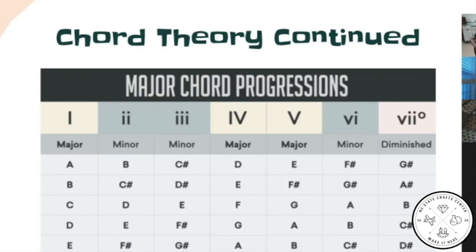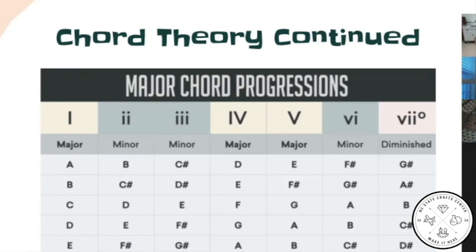So I would look at this chart and I'd see, okay, so I have C major, then I have D minor, then I have E minor, F major, then G major, then A minor, and then B diminished. And it's not a particularly good sounding chord, but we'll talk about that in a bit. But if I was to play all of these in a row, it would sound good.